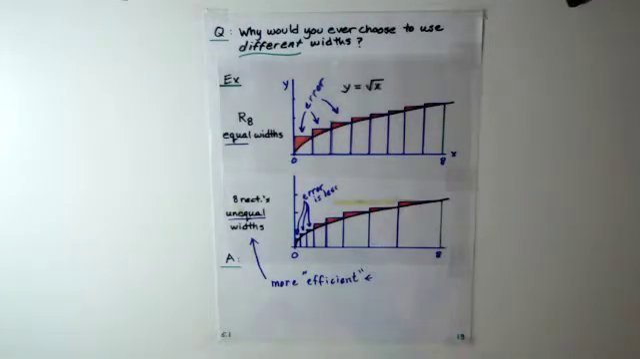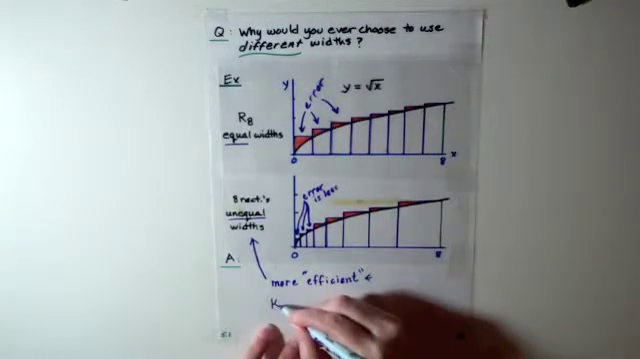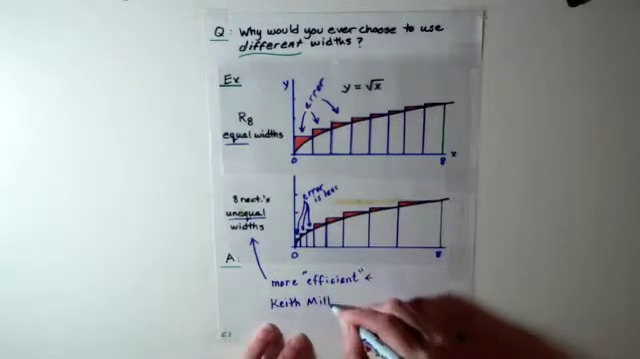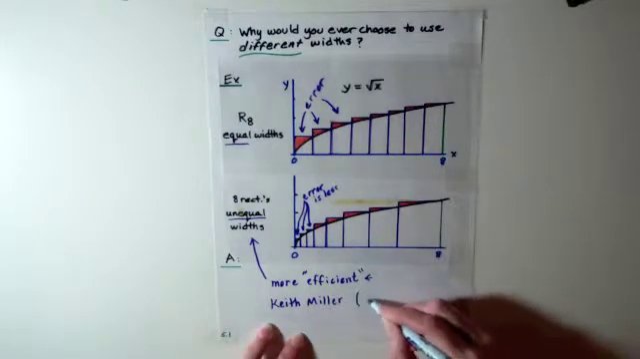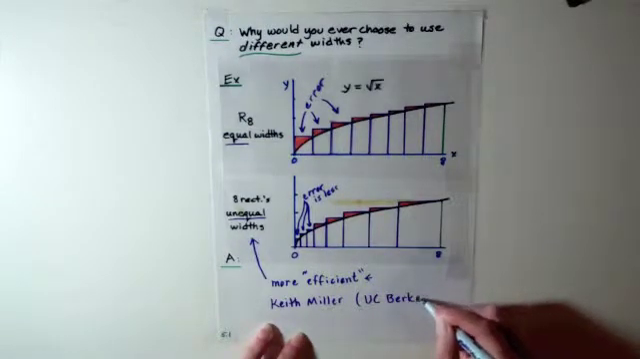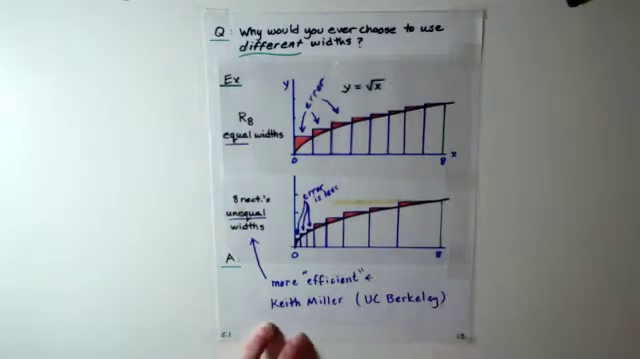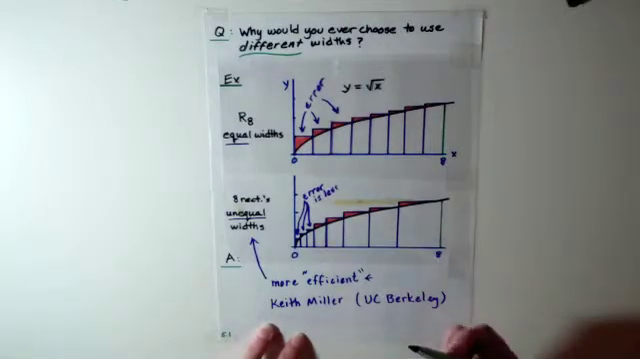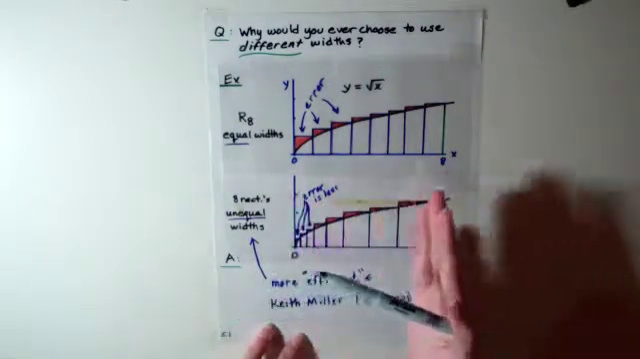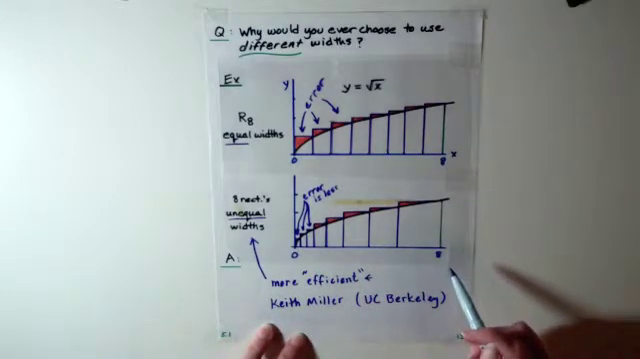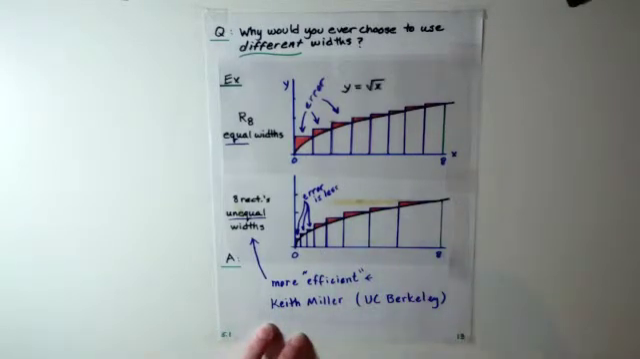Well, there's a mathematician who taught at UC Berkeley back in my day. Don't know if he's there anymore, probably not. And that was one of the things that he worked on, was figuring out what's the most efficient system for a general curve, what's the best way to choose the widths of these rectangles so that you still are using the same number of rectangles but get a better approximation.